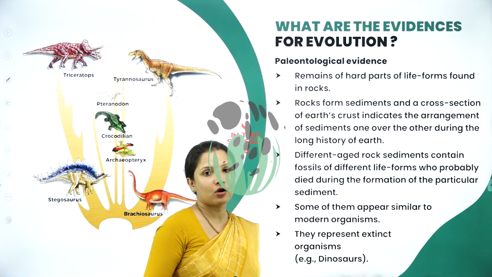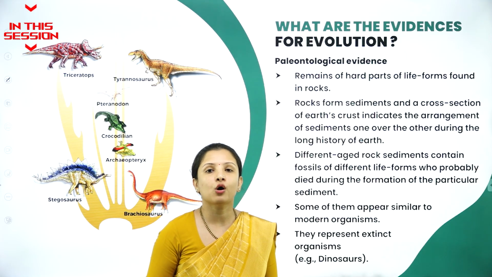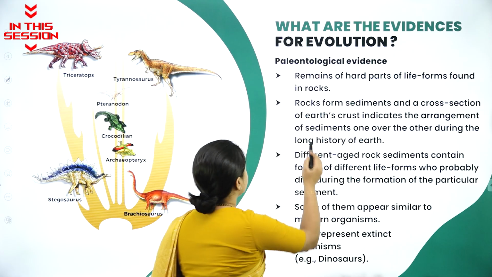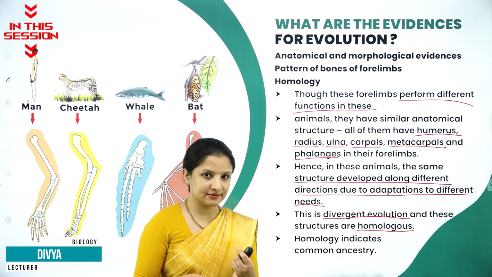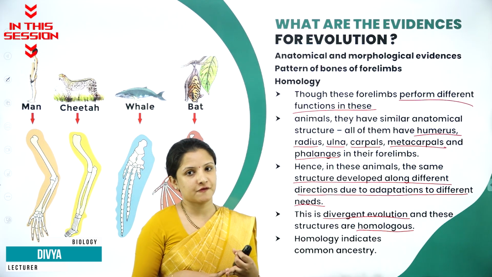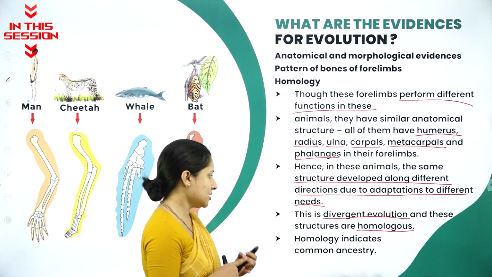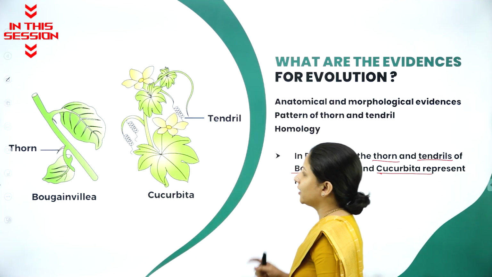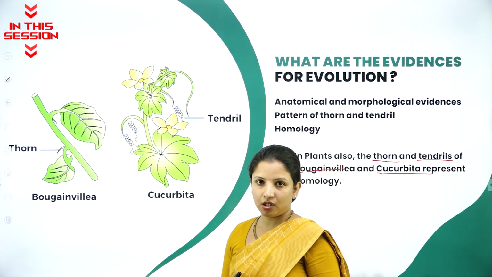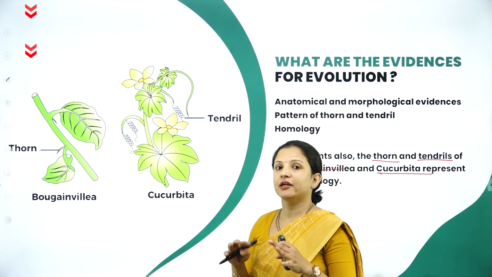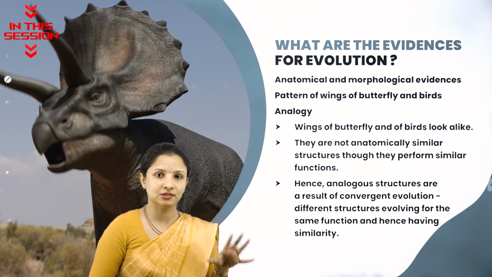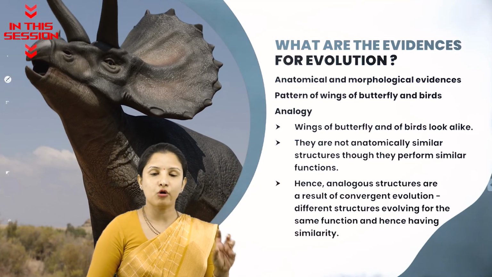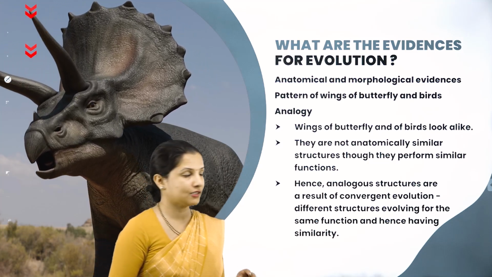Talking about paleontological evidences. Paleontology means the study of fossils. So homologous structures means the anatomy is the same but the morphology and function are different in this particular case. So what does homology mean? Anatomically they are similar but morphologically and in their function they are different. So analogous organs means their function is similar but their structure, morphology and anatomy are quite different.